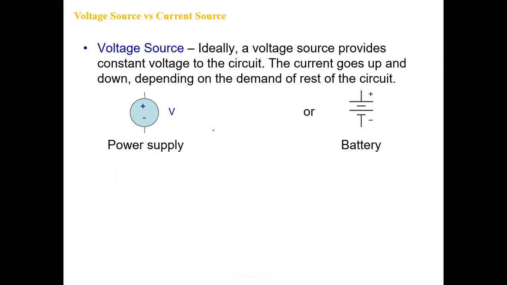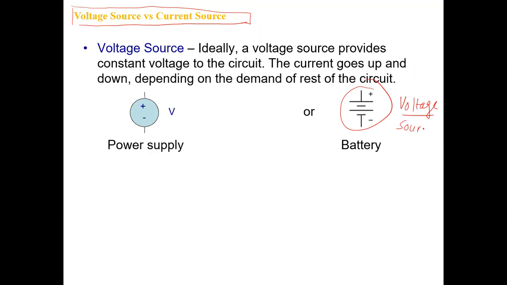Okay. So now let's talk about the voltage source versus current source. There are two kinds of sources. One is voltage source, the other one is current source. I'm sure you guys are familiar with the voltage source. Remember, we call it battery, right? That's the voltage source. I don't think you guys have any problem with understanding voltage source. A battery is a voltage source.